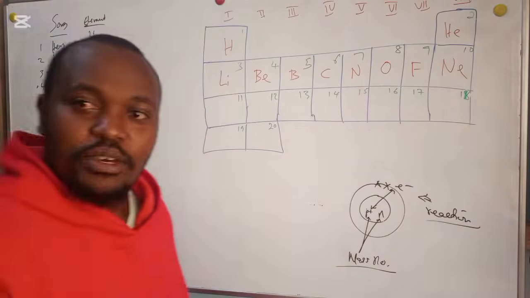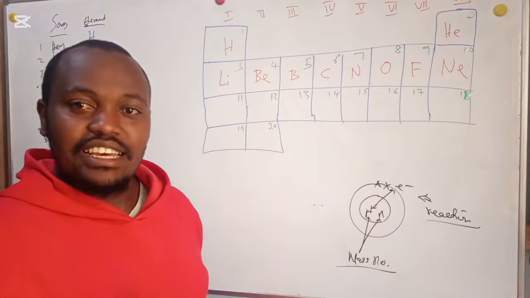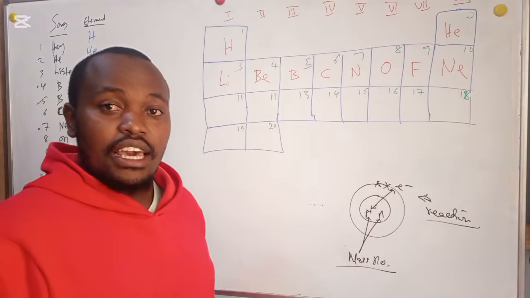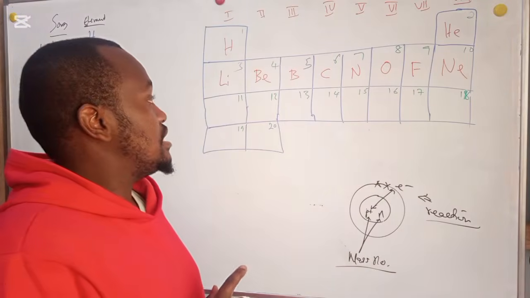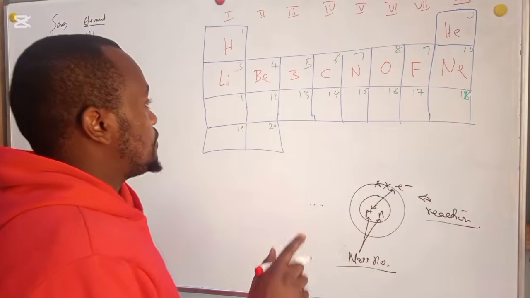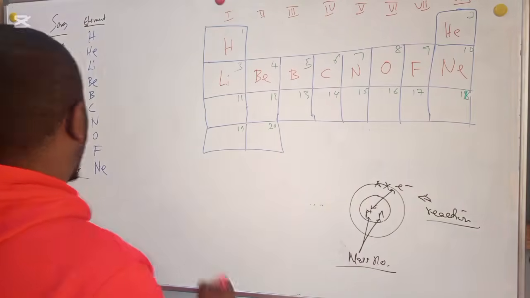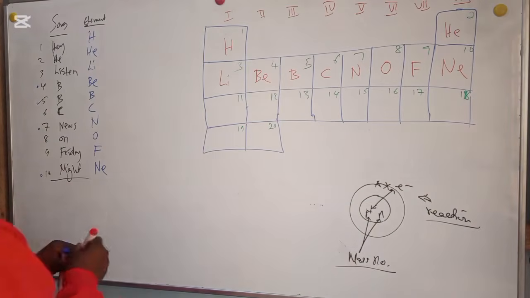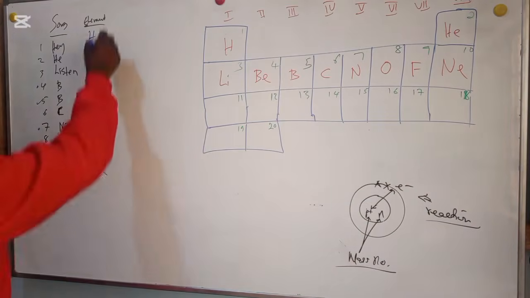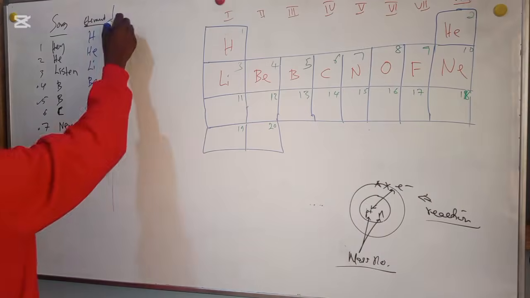So up to there we have written the first 10 elements of the periodic table. And as you can see, it is very easy to recall. Good. So we proceed with our song. So I'm going to continue our song here.